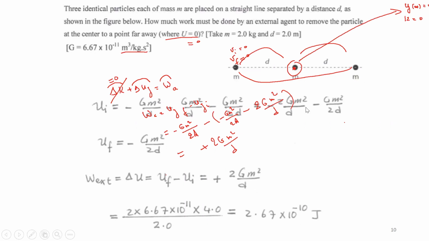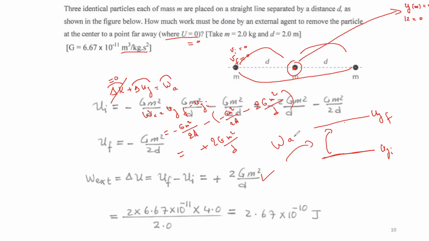Now let me tell you something here. It's a positive work. What does it mean? It means this was the initial state. This was the initial gravitational potential energy. Now I add the positive work to the system, so the system is going to an excited state. Of course, UG final minus UG initial is positive because the work that I apply is positive.